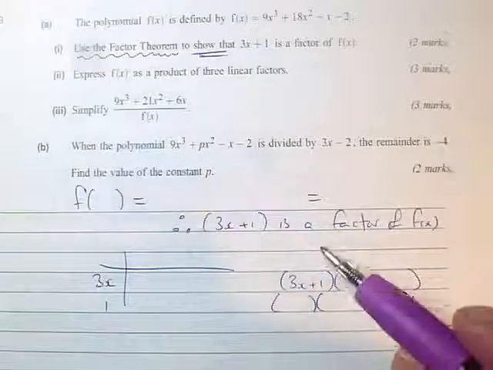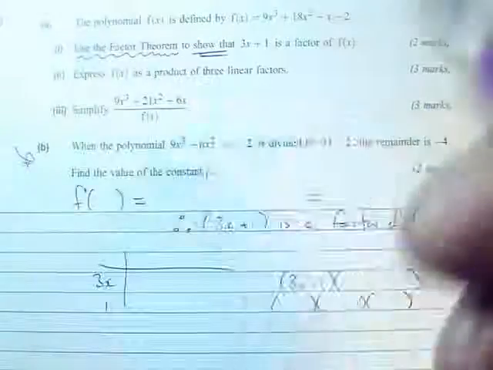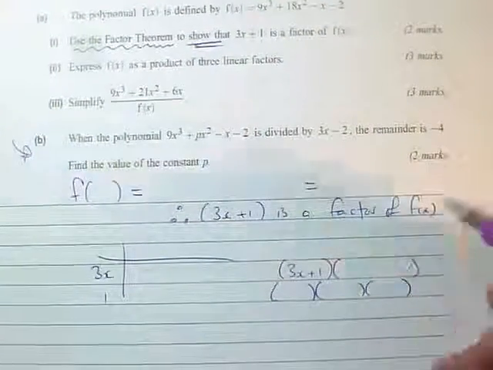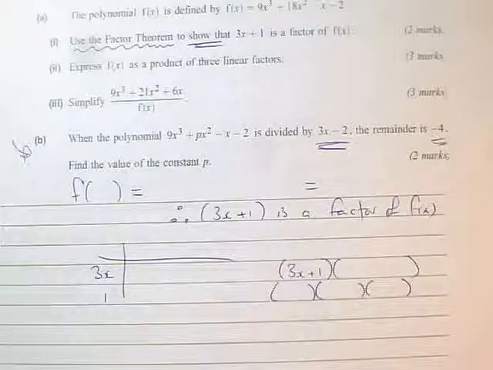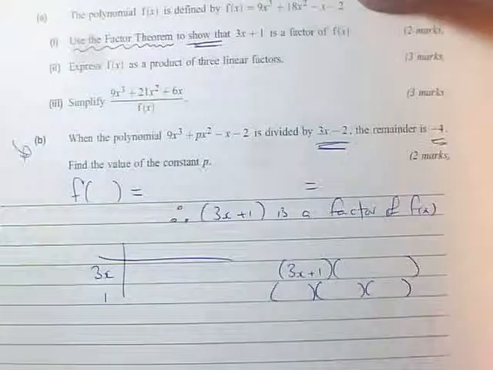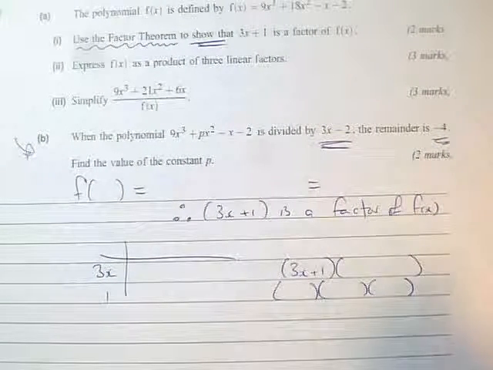So that's part A. Alright, and then part B is independent. This is a re-entry point. You don't have to have done part A to do part B at all, I don't think. We've just got a remainder given when we divide by a particular linear factor. I mean, it's not a factor of this, but it's a linear bracket. So we have to use the remainder theorem.